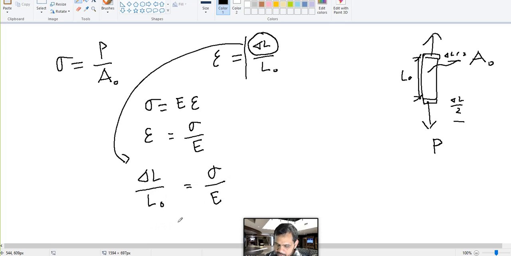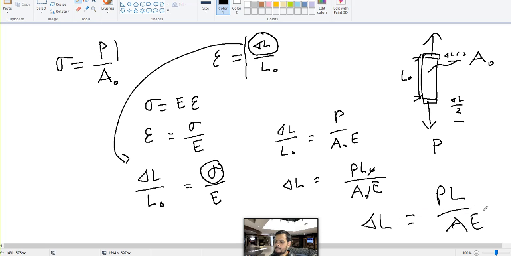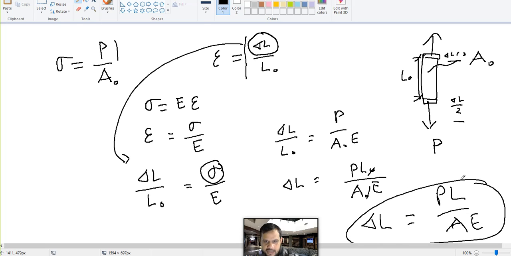Now I can simplify. If I insert the value of sigma, sigma is here, then I can write delta L by L naught equals P by A naught divided by E. What I did, I just inserted the value of stress. Then delta L is P L naught over A naught E. Sometimes we do not write the naught, because we want to make it simple. If you do not write it, it means the original dimension. So simply the change in axial dimension is PL over AE. So we use this equation directly.